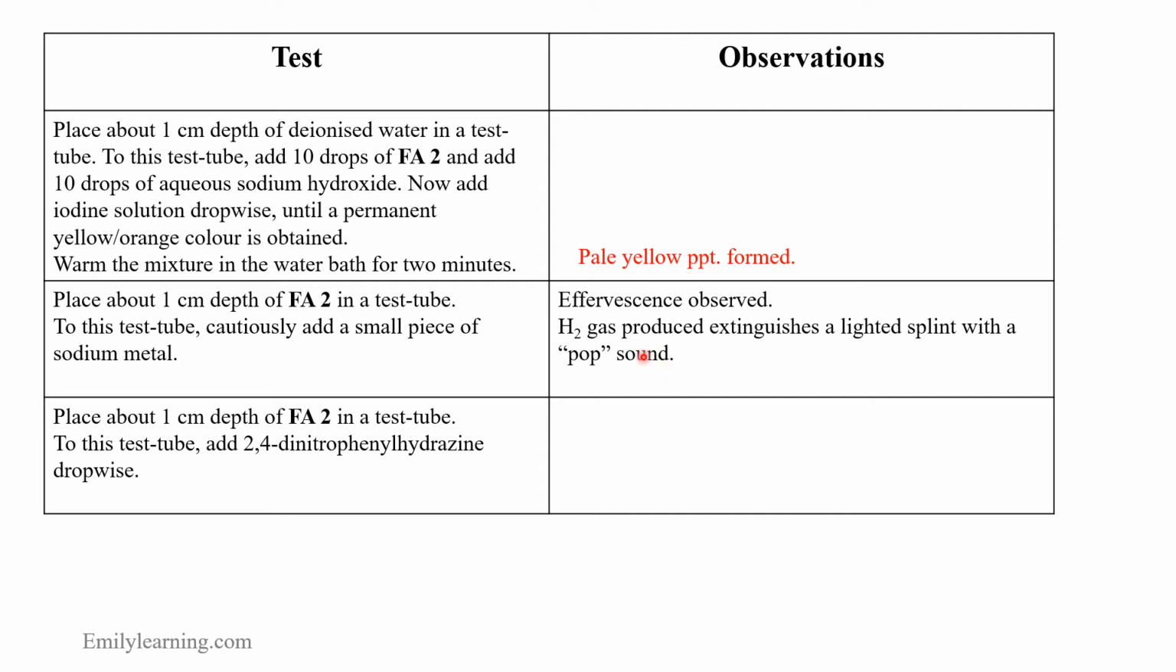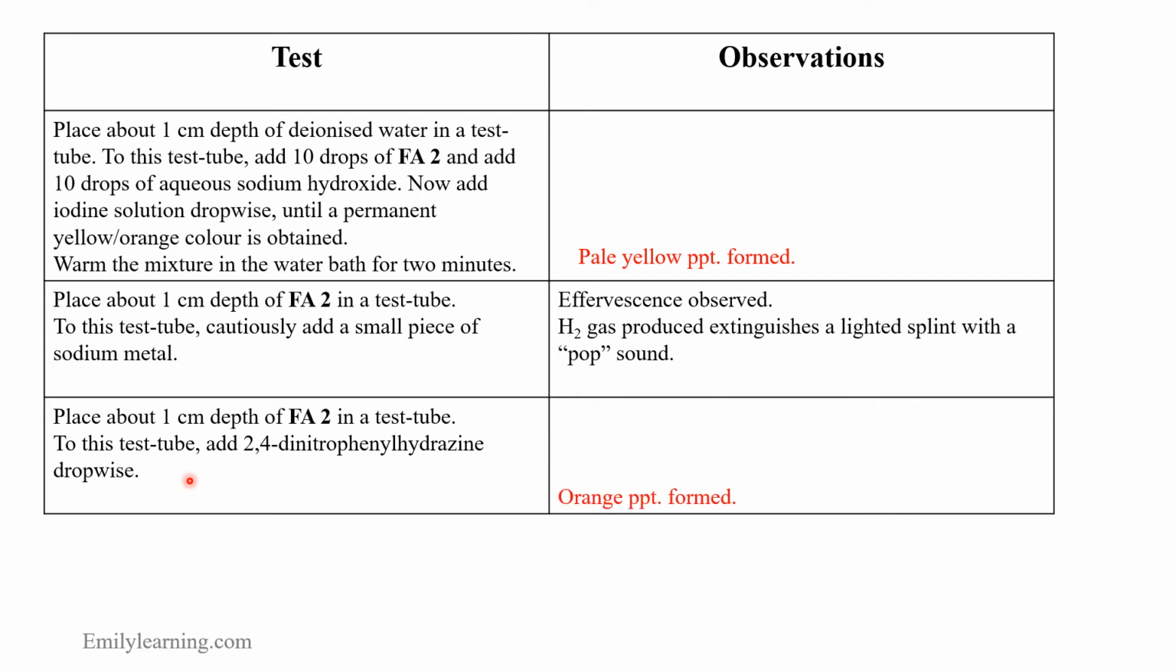All right. So lastly, place about 1 cm depth of Fa2 in a test tube. To this test tube, add 2,4-dinitrophenylhydrazine dropwise. So what are we doing with 2,4-dinitrophenylhydrazine? Well, we are going to test for the presence of carbonyl, right? So if carbonyl groups are present, you will get an orange PPT. Remember, carbonyl refers to both aldehydes and ketones. So let's see what is the observation. So we get an orange PPT formed.